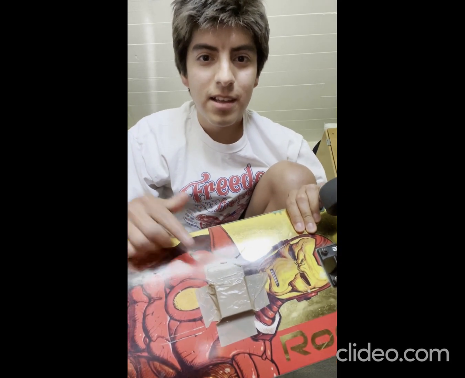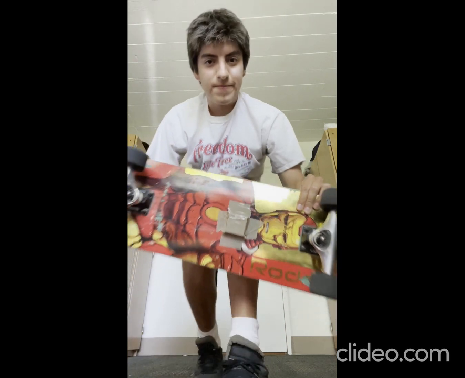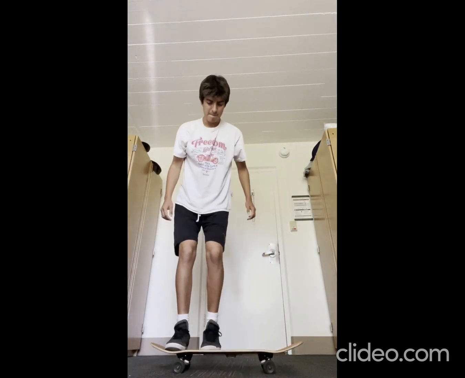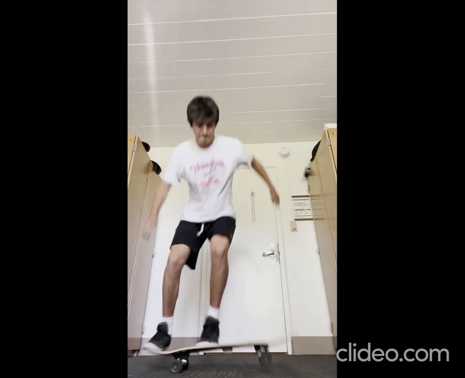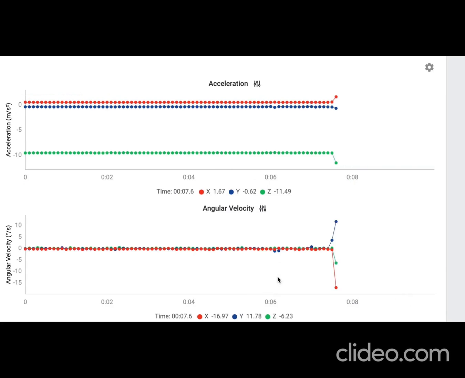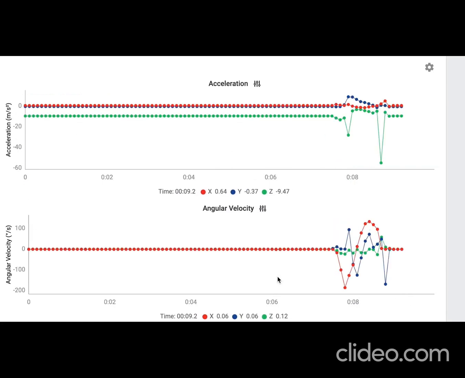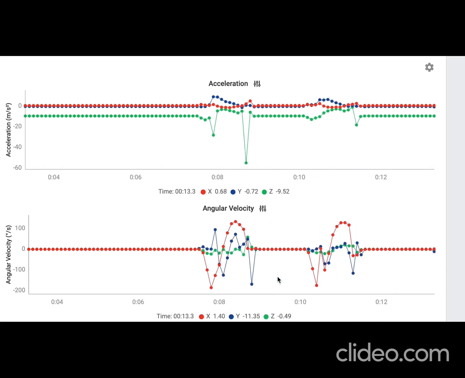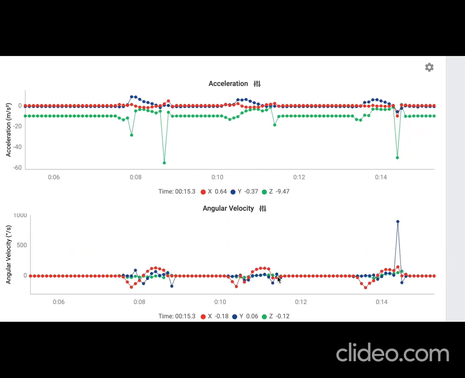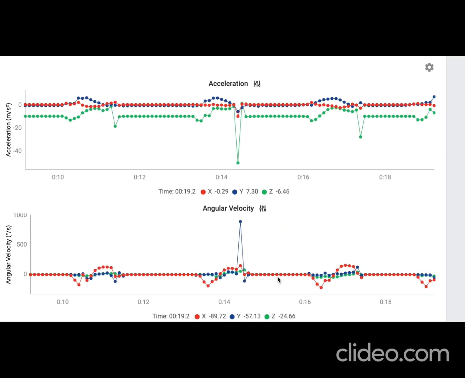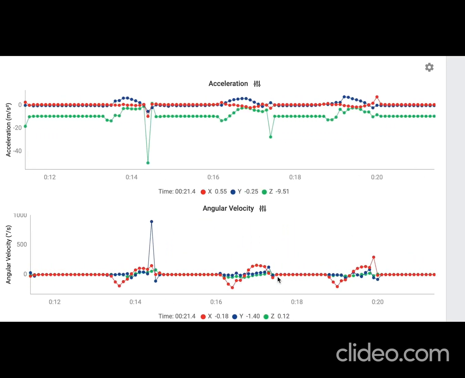Hello everyone, here we have our Ollie detection sensor taped to the bottom of the skateboard. Here we have the raw data of the Ollie detector sensor attached to the bottom of the skateboard as the skateboard performs multiple Ollie tricks. The resolution of the sensor is 0.4 degrees, the measurement range is between positive and negative 90 degrees, and the bandwidth of the sensor is between 10 Hz and 50 Hz.